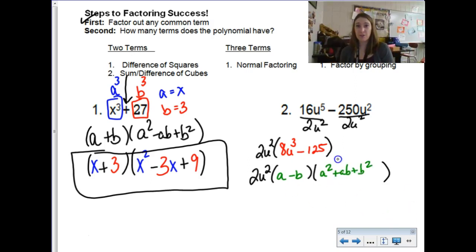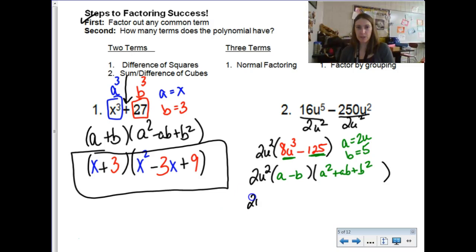As long as I can figure out who a and b are, I can just place them into that green formula, and then I am done. So this is the tricky part, figuring out who a and b are. This is a to the third power. If I think about cube rooting that term, or undoing the third power, that would leave me with 2u. And this is b to the third power, so if I think about undoing the third power, or cube rooting it, the cube root of 125 is 5. So this is what I'm going to place into these green guys.